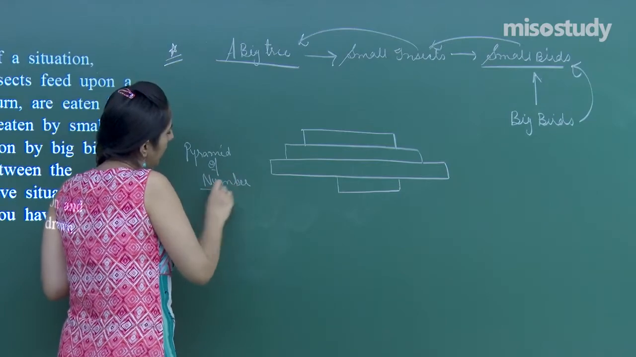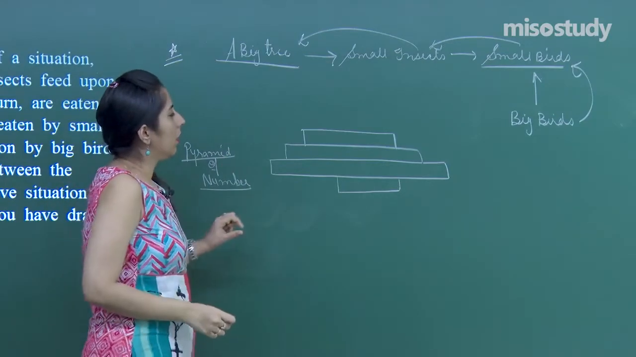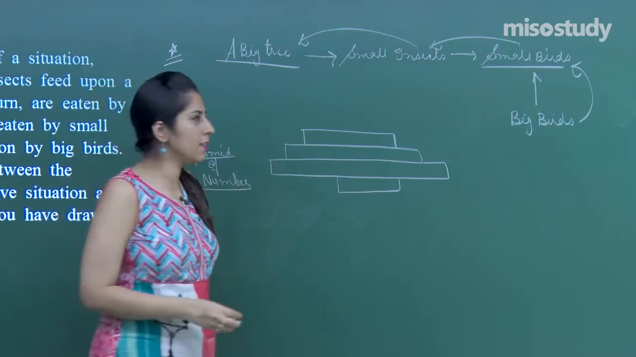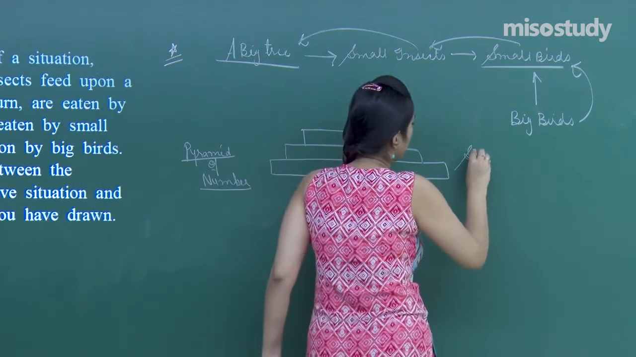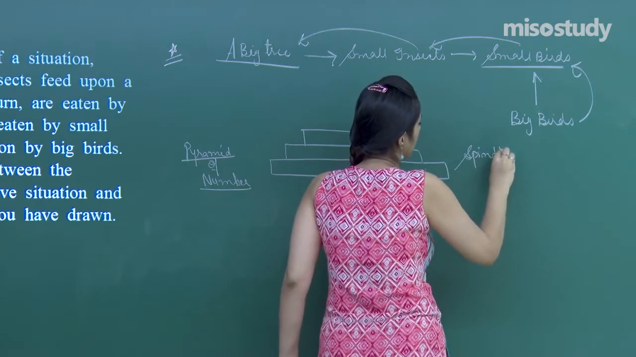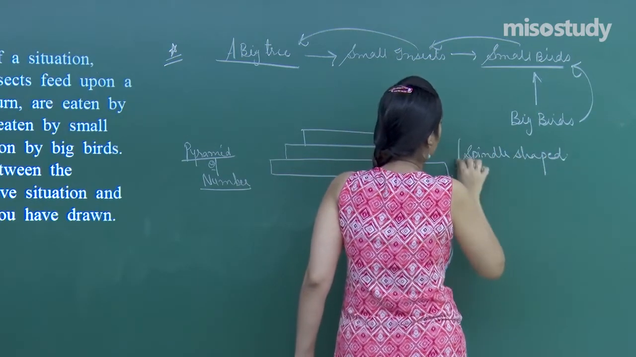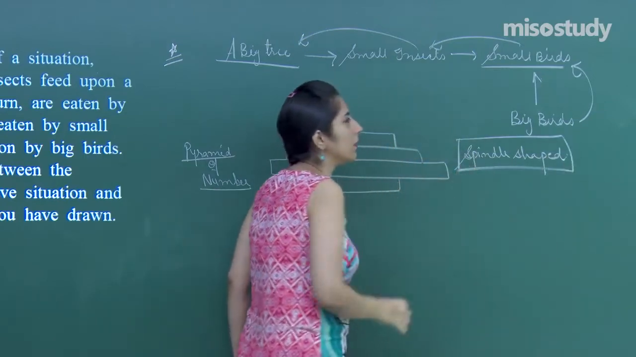Now in the question they are asking what is the shape of this pyramid of number. This shape is called spindle shaped. So what we will get is a spindle shaped pyramid of number.